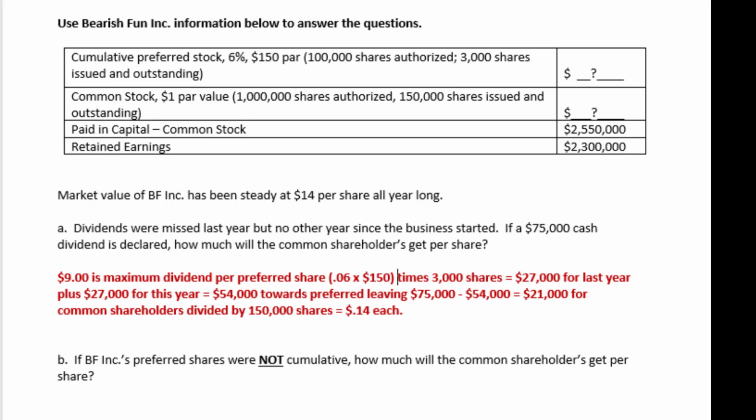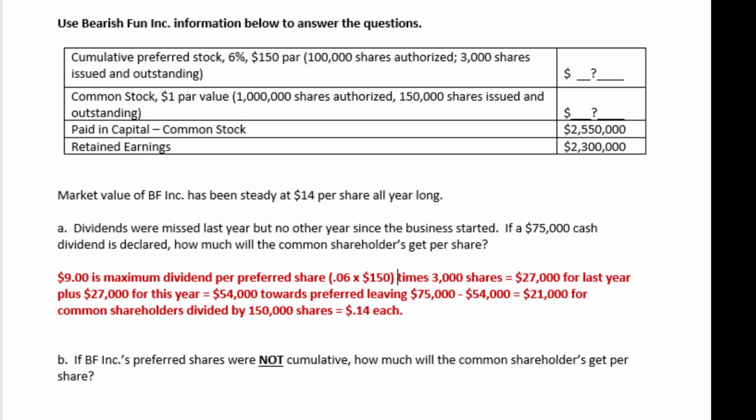After that, anything left over goes to common. So the $75,000 minus the $54,000 leaves $21,000 for common. How many common shareholders did we have? There's 150,000 shares outstanding, so they would each get 14 cents.